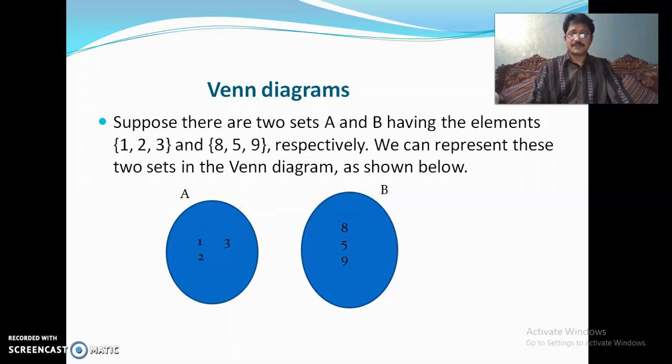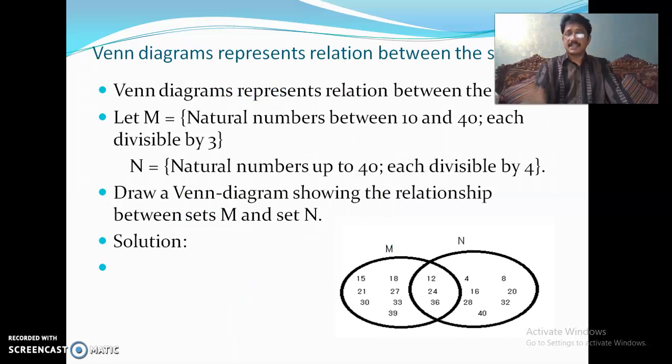Clear? In the previous one, we can see the relation between A and B. Both are disjoint sets. In the previous example, we also observed different parts of the sets. First one is M minus N. This is the M minus N area. And this is the N minus M area. And this one will be the M union N area. Like this, we can say the various parts of the Venn diagram. What does each part represent?